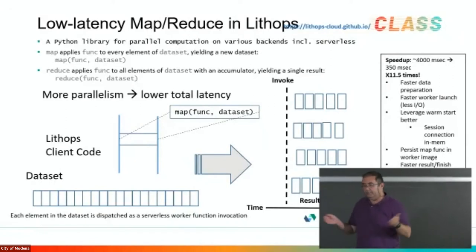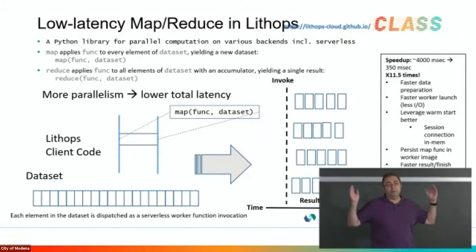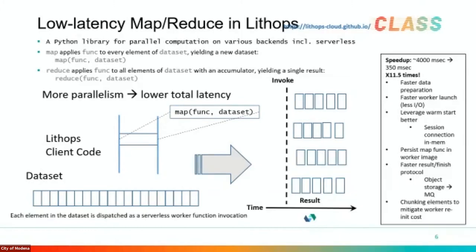What is a MapReduce engine? Many of you are probably familiar with it from Spark, from Hadoop, from Flink. It provides two core primitives. One of them is the map primitive, which takes a function and a data set and concurrently applies the function to every element of the data set, yielding a new data set. And the other is reduce, which is similar to map, only it involves an accumulator so that the result could be a sum, an average. It can be a single result or, in general terms, a different size data set.